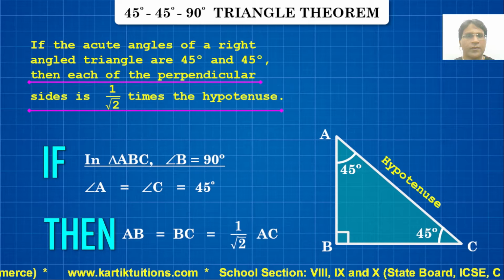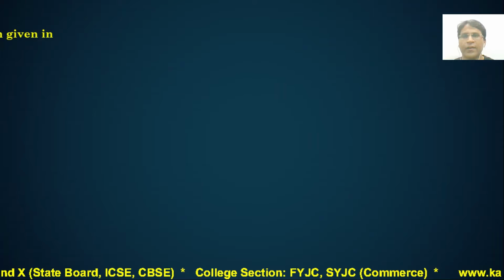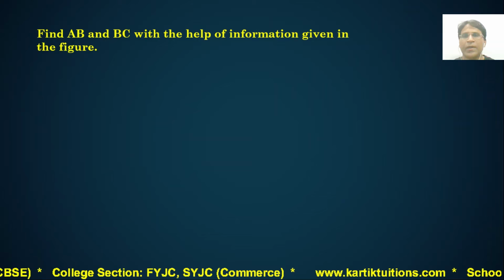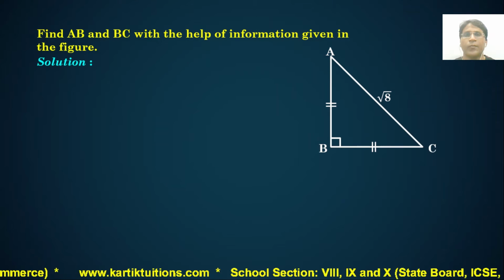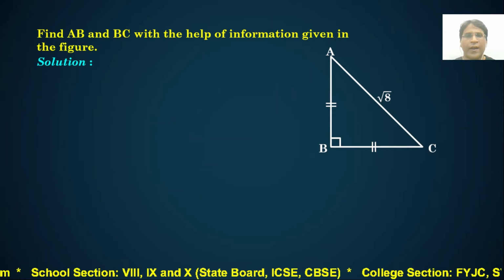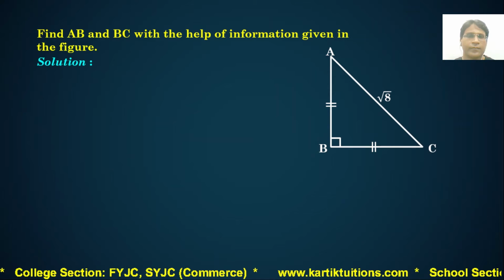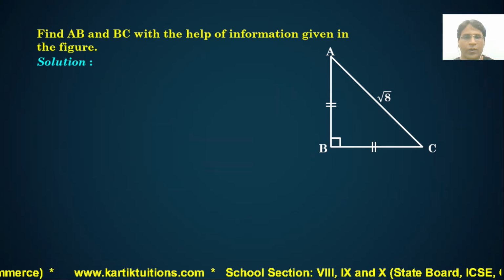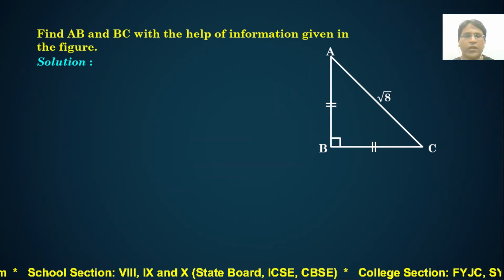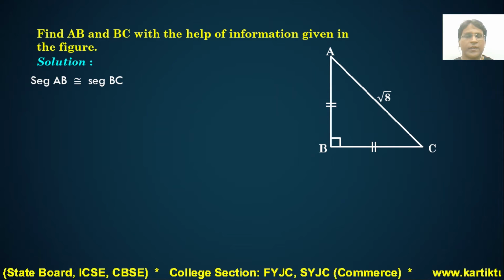Now let's apply it in one sum. I have taken one sum randomly. Find AB and BC with the help of the information given in the figure. Now see, I have a right angle triangle ABC where angle B is 90 degree. Let's start with the sum. Now what is given to us? They have given to us AB is equal to BC.